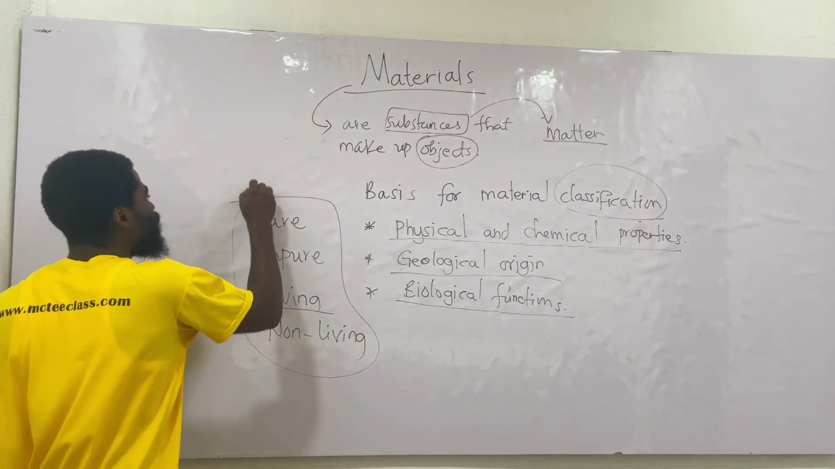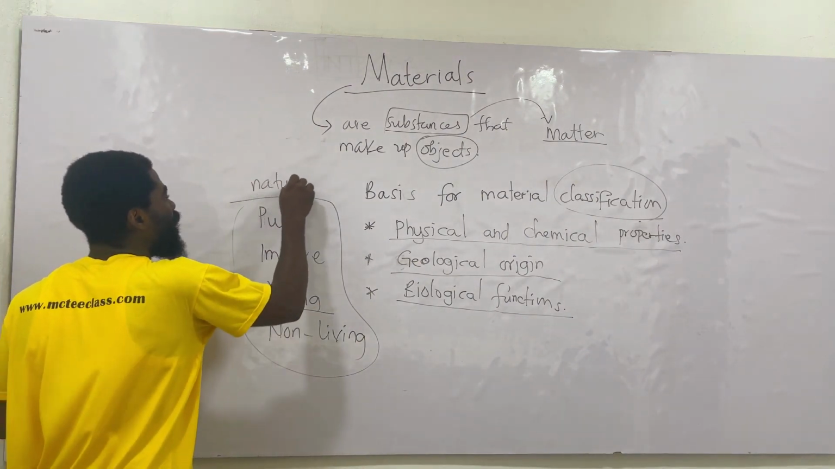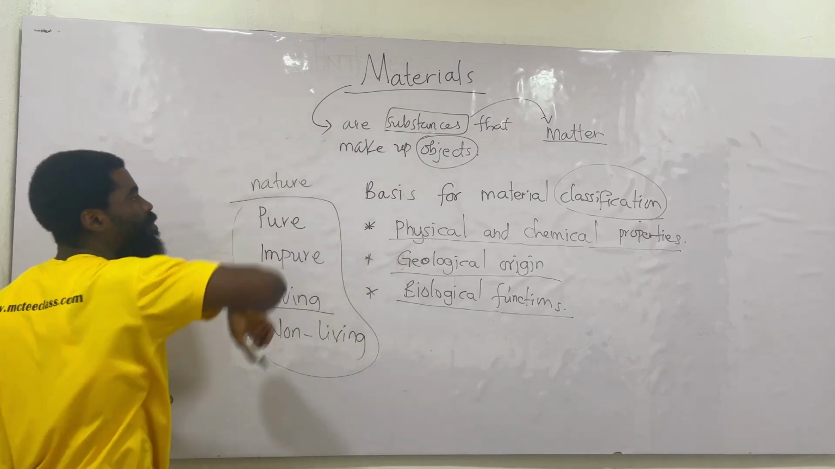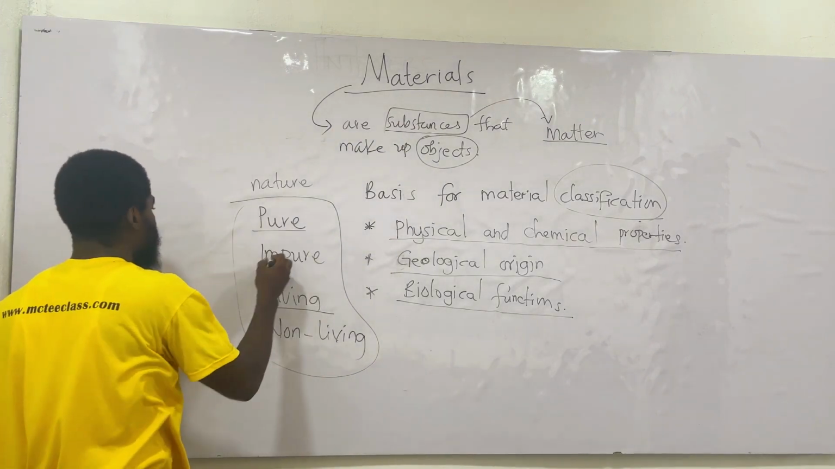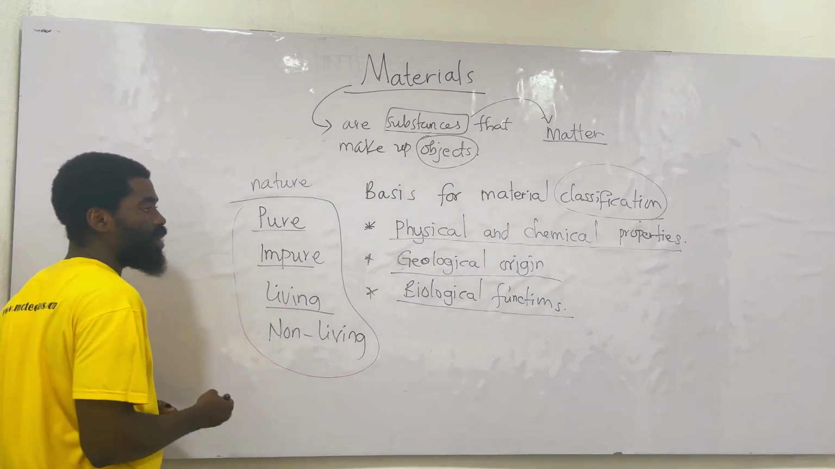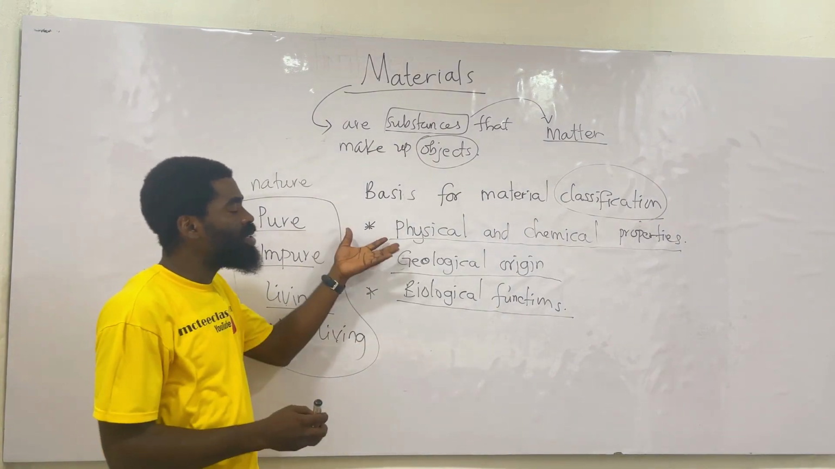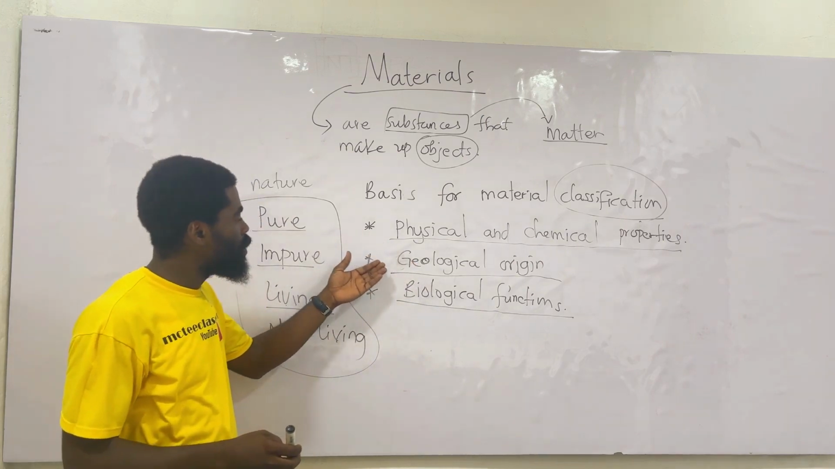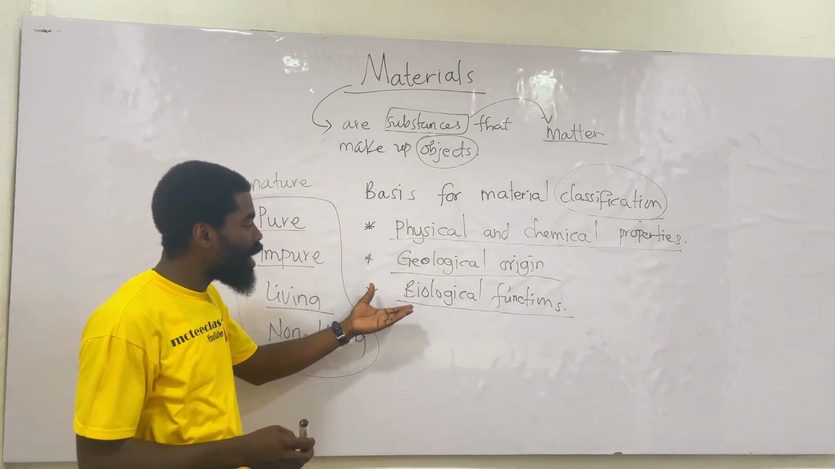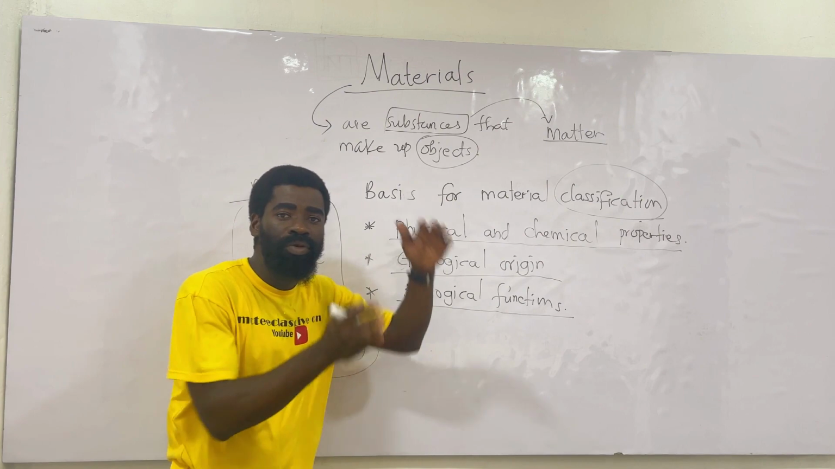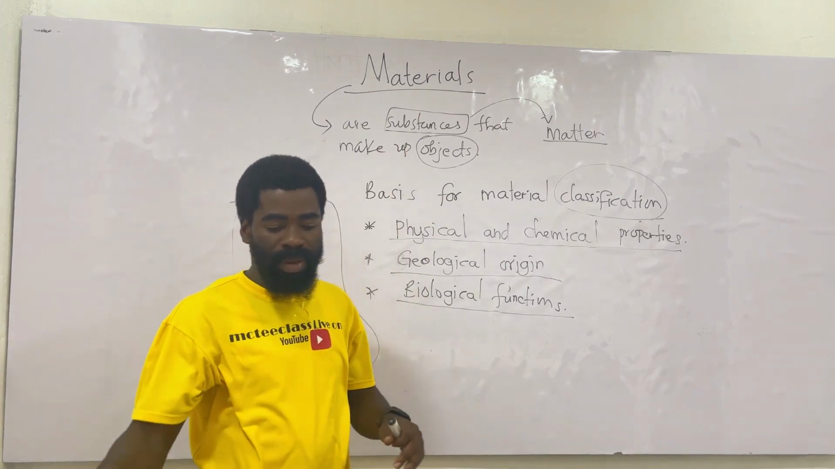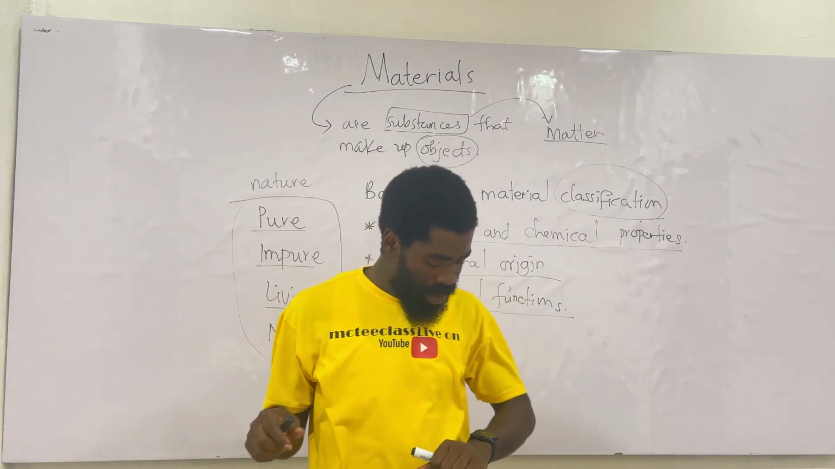So this is the nature of the material. The nature, the substance that makes up what? That makes up objects. It can be pure, it can be impure, it can be living or non-living. But when we are putting them in classes because they are a lot, then we can look at what physical property do you have? What is your geological origin, and what's your biological function? With this, we can now sort them or put them into classes. I hope you get the point I'm making here.